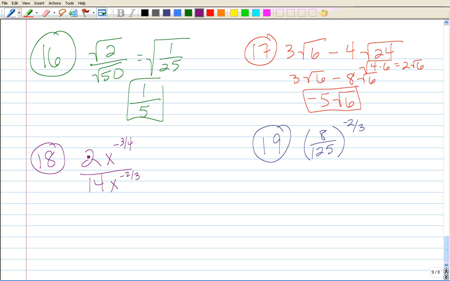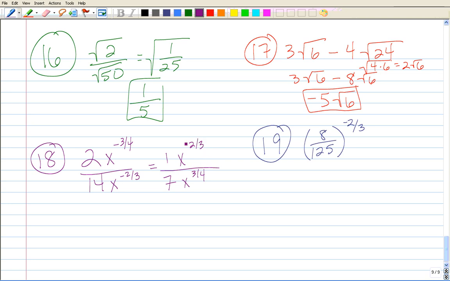Number 18. Alright, so what we're going to do here, we have 2x to the negative 3/4 over 14x to the negative 2/3. 2 over 14 simplifies to 1 over 7. But I don't like these negative exponents. So I'm going to switch them. I'll move the x to the negative 3/4 down here to make it a positive 3/4. And the negative 2/3 up here to the positive 2/3.